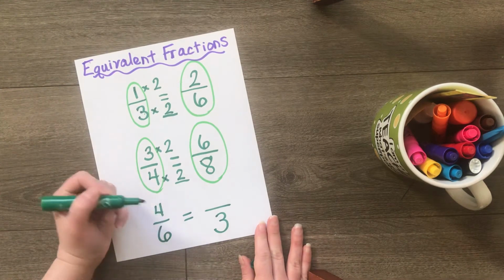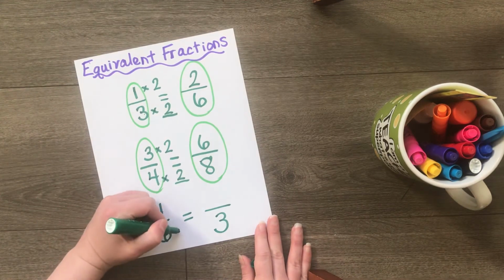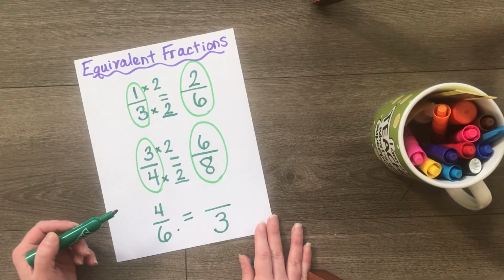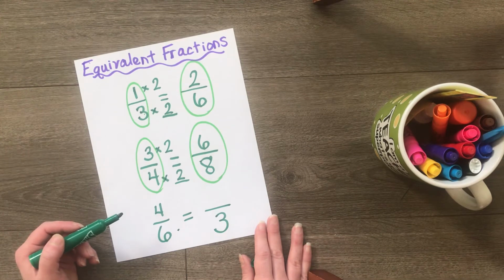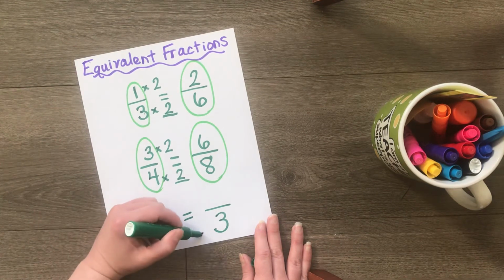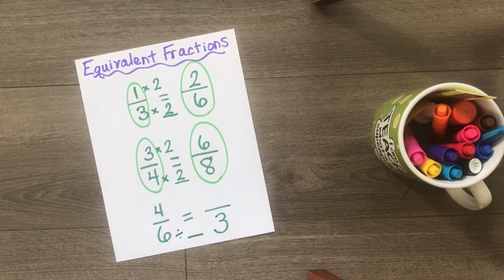6, oh, look at that. I have to do something to 6 in order to get to 3. I can't multiply it by anything, because if I do that, my 6 would go up. It would increase in value. So this time I actually have to divide. 6 divided by what is 3?